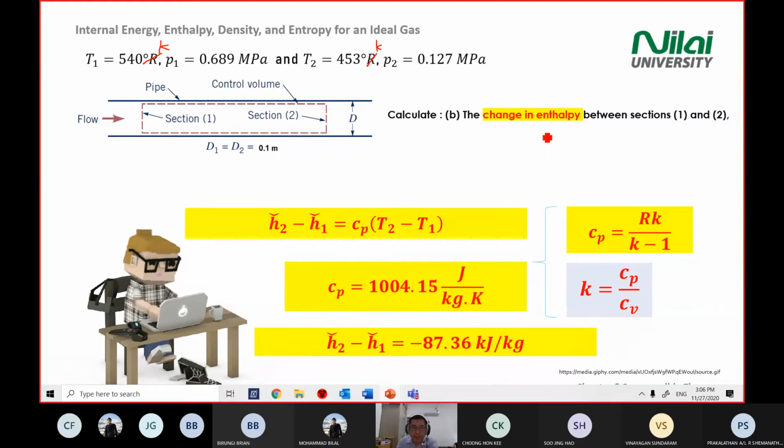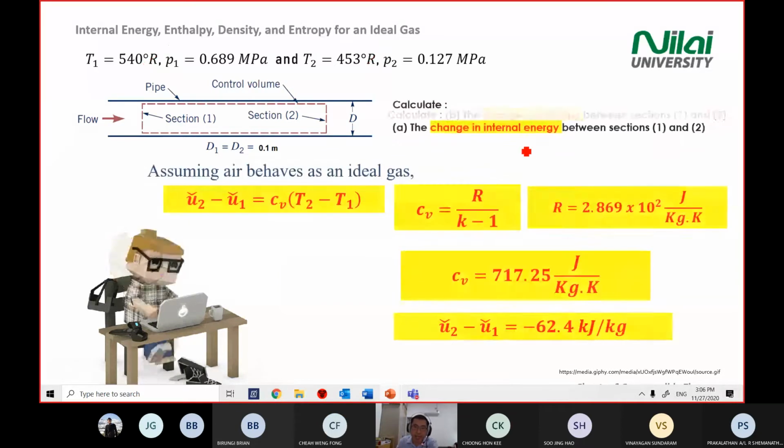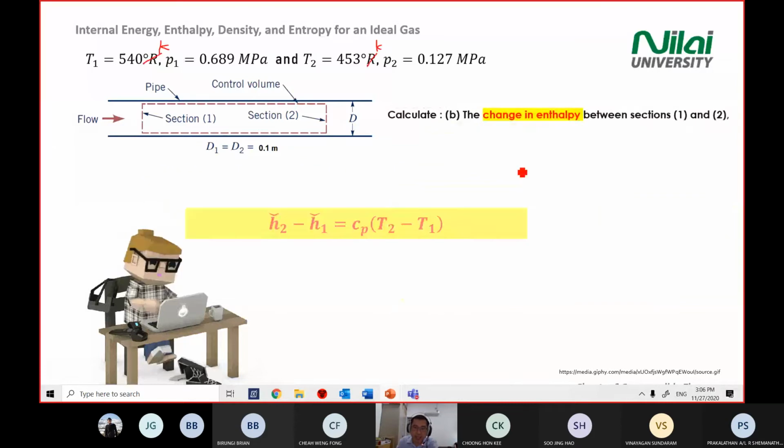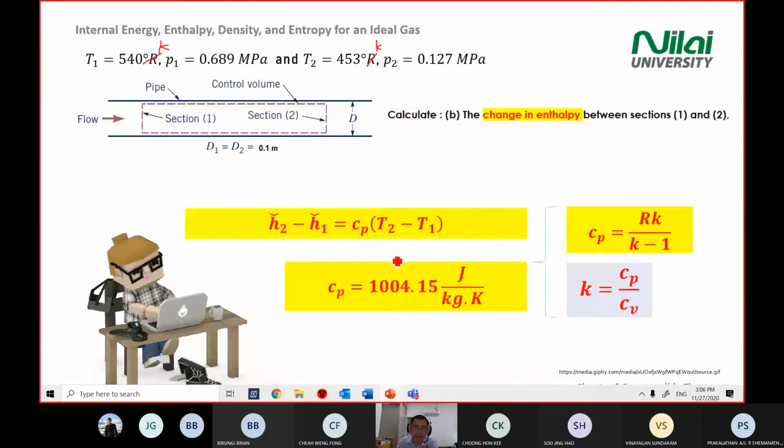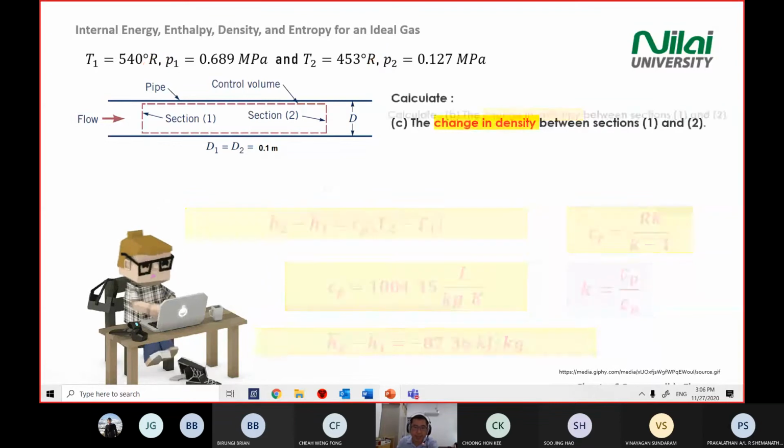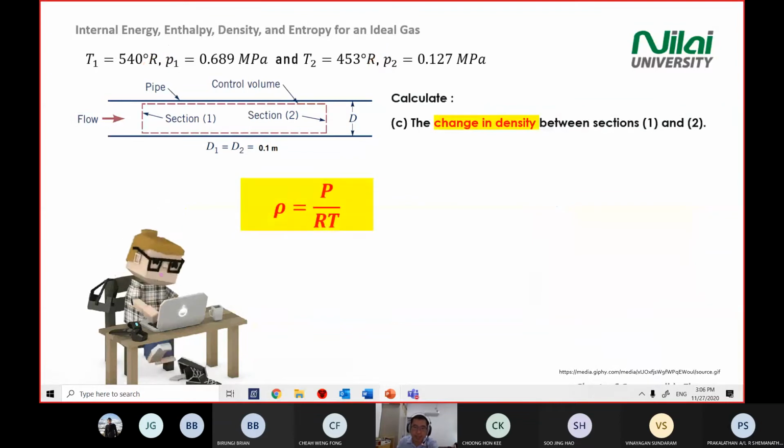Right, so the change of enthalpy we are clear already. Just now we found change of internal energy and enthalpy straight away, just an application of what we learned from the formula. We plug in, then we find the answer. The next one is a little bit challenging, but can do. We need to find the change of density in section 1 and 2.